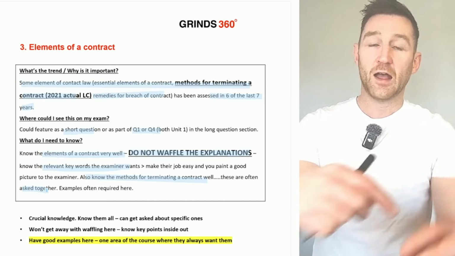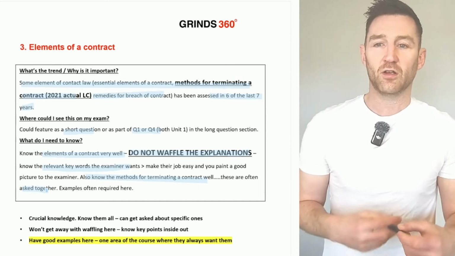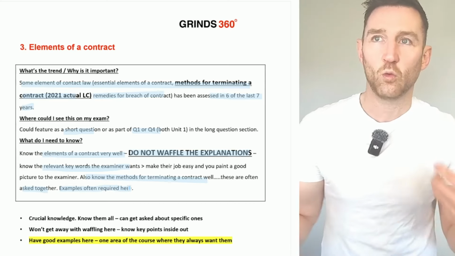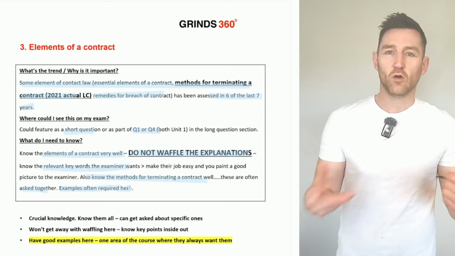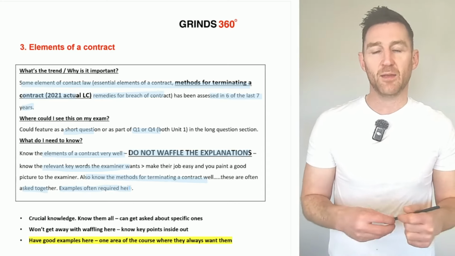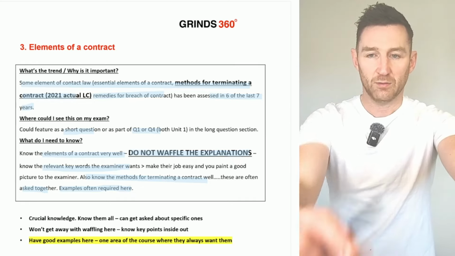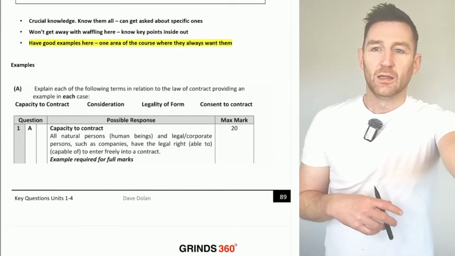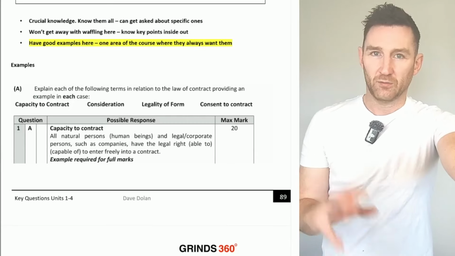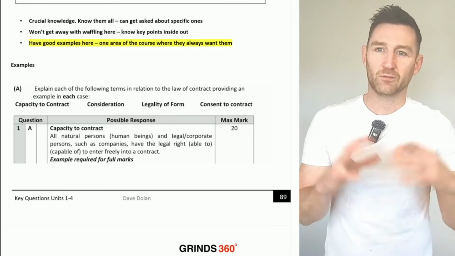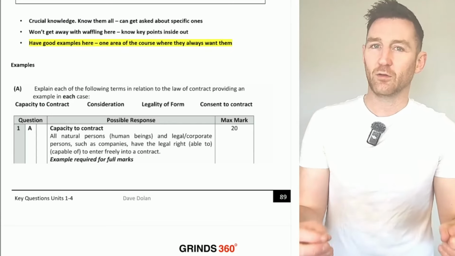These are often asked alongside the elements of a contract. And for whatever reason, it tends to be the case that with contract questions, they often look for examples. So I would have them prepared, right? Just whilst we're on the examples, I'm going to show you a sample answer of a good example, bad example. One word examples, I'd always be a little bit wary of.